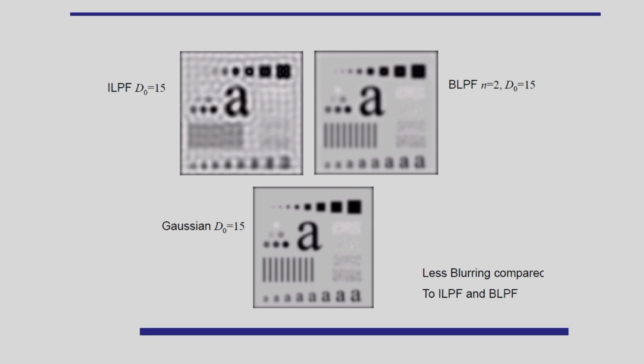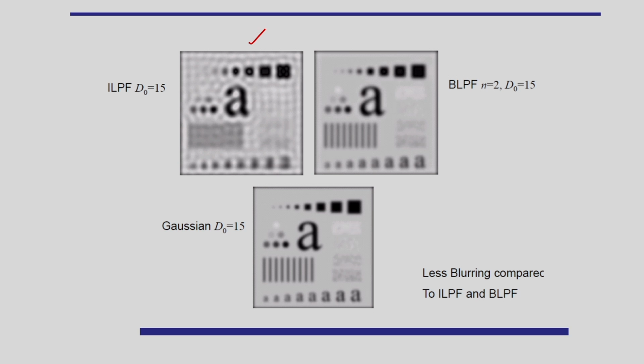And in this case, I have shown the ideal low pass filter response corresponding to D naught equal to 15. You can see blurring and the ringing artifacts. And in the next case, I am considering the Butterworth low pass filter. The order is 2, n is equal to 2, and D naught is again 15. You can see the ringing artifacts will be less, and in case of the Gaussian, D naught is again 15, less blurring, but ringing artifacts will be less. So you can see the comparison between the ideal low pass filter, the Butterworth low pass filter, and also the Gaussian low pass filter.